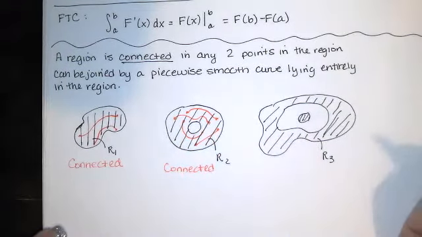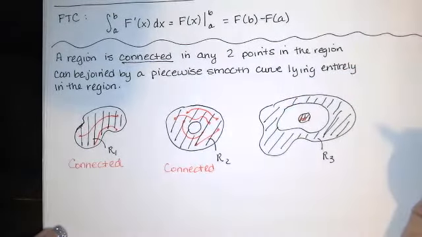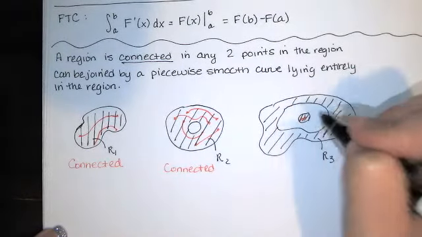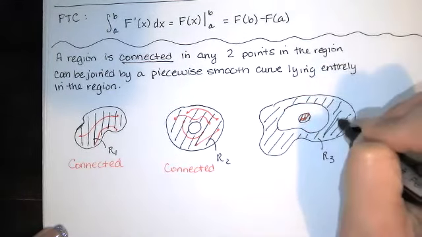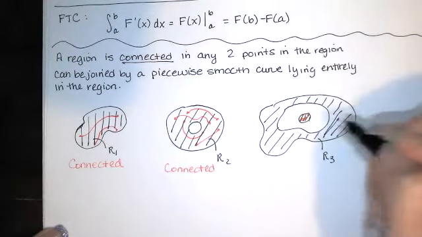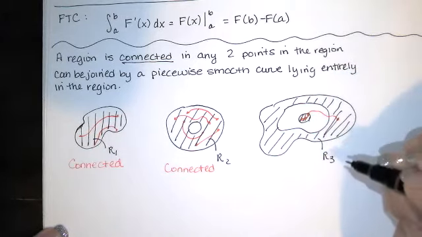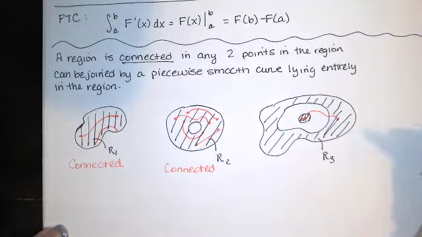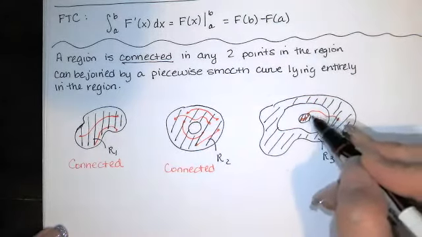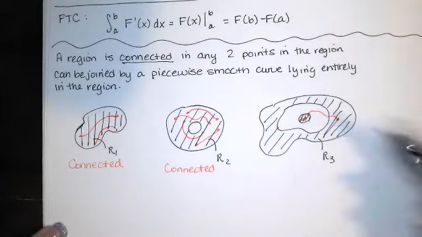What about this guy? Now if I pick 2 points in there, they're fine. I can connect those with a piecewise smooth curve. But what if I select 1 point in there and 1 point over there? Can I get from that point to that point without leaving the region? No, we're going to have a problem because we have this little island thing, right? So this is not a connected region. It consists of 2 parts. It's this part and this part.